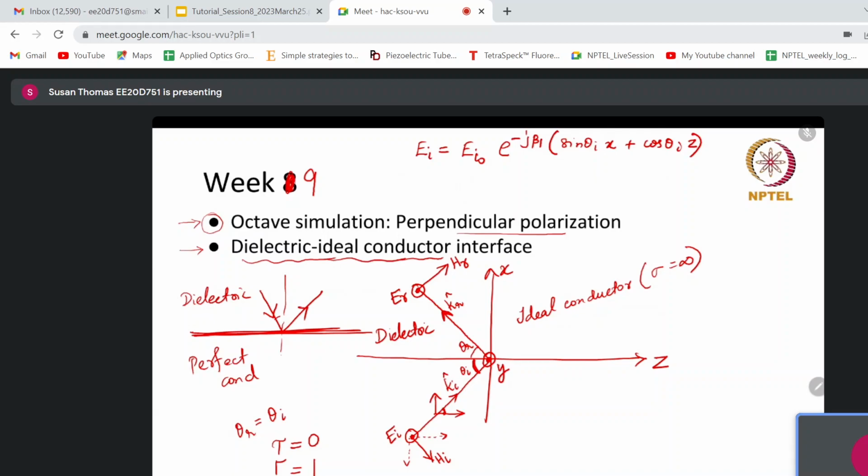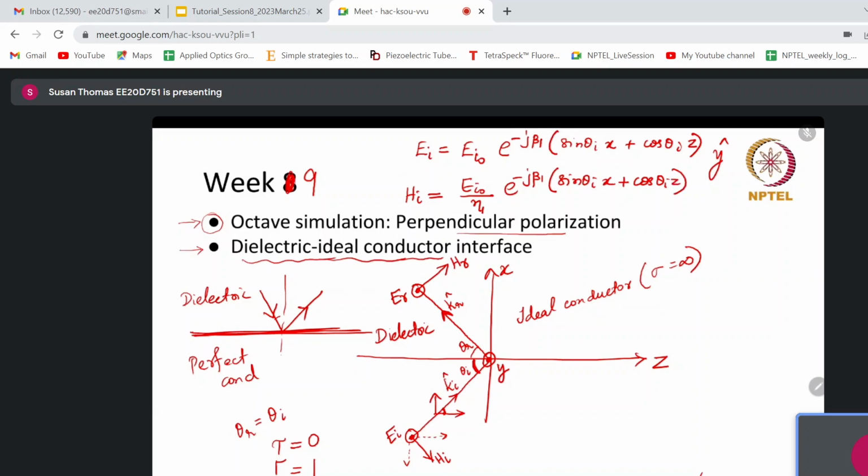Now the incident electric field is in the y direction. So let me put the direction y cap. So that is your incident electric field. Now let's see what is the incident magnetic field. When we say incident magnetic field HI, that is EI naught by eta 1 into e raised to minus j beta 1 into the incident wave vector, which is the same, so we repeat: sine theta I into x plus cos theta I into z.